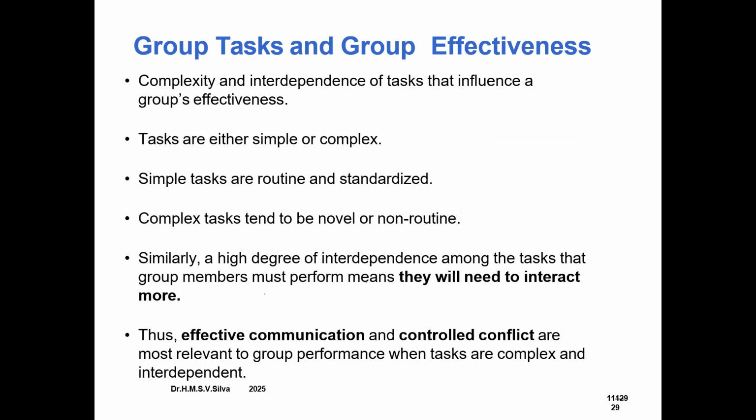So effective communication and controlled conflicts are very important for group performance when tasks are complex and interdependent. Please highlight this last sentence. Thus, effective communication and controlled conflict are more important for high group performance when tasks are complex and interdependent. It is the message of this group task and group effectiveness.